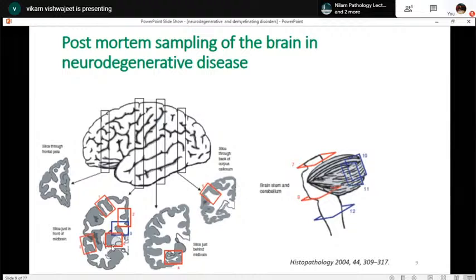Then the sample should be taken from globus pallidus and putamen. Midbrain section should be taken, pons section should be taken, and if there is additional consideration for associated movement disorders, sample can be taken from caudate nuclei and dentate cerebellum, including the dentate nucleus and medulla. Additional section from a spinal cord needs to be taken in movement disorder as well. So this is important to know where the sampling should be done.